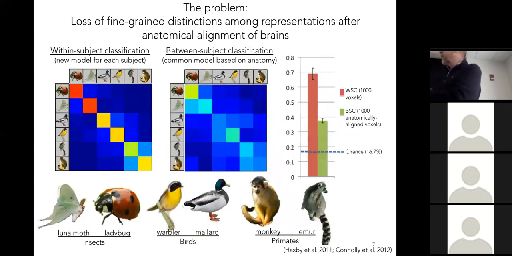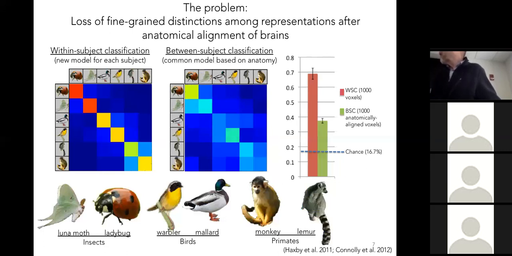So this is the confusion matrix that I just showed you with the average performance for within subject classification. And this is what between subject classification looks like. So if the person is looking at a duck, it's very rarely classified as a duck trial. And the overall classification actually crashes from 68% down to 37%. So that's the problem that we were confronted with and tried to solve with this algorithm.